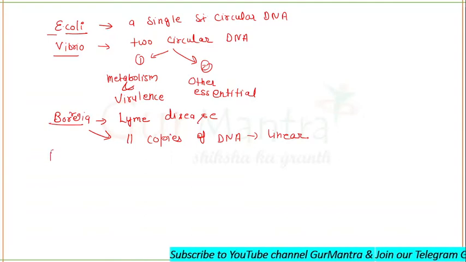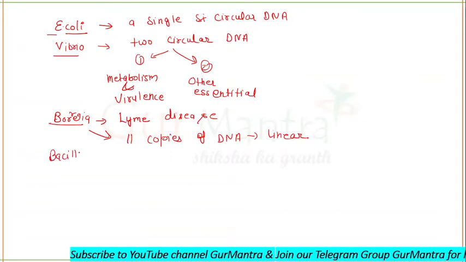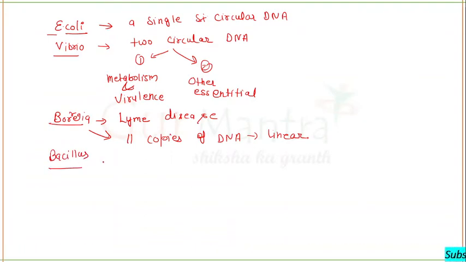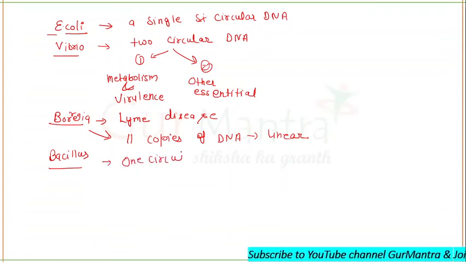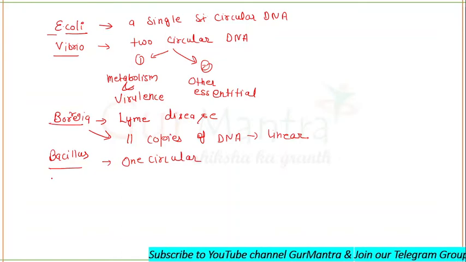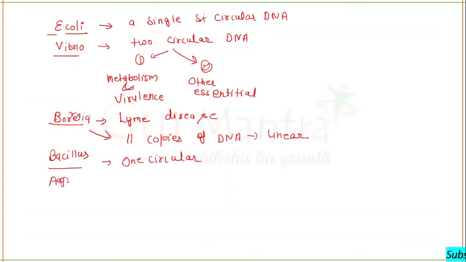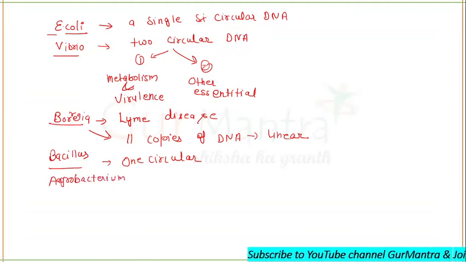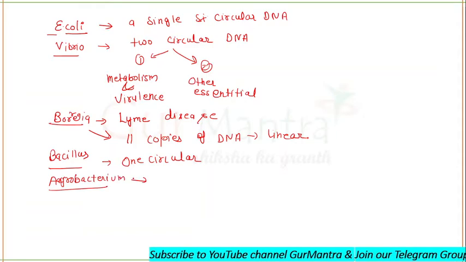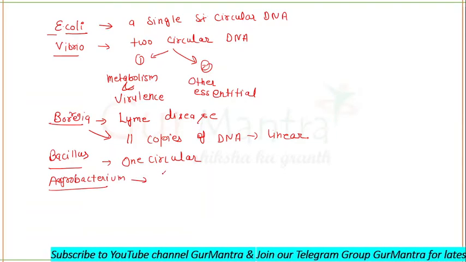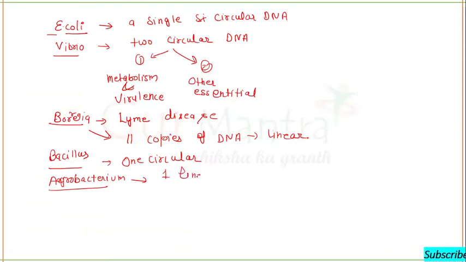So you know about Bacillus. How many chromosomes are there in Bacillus? One circular, just like that of your E. coli. You know about Agrobacterium tumefaciens, right? Yes. And how many chromosomes does it have? Okay. So Agrobacterium tumefaciens has one linear chromosome.